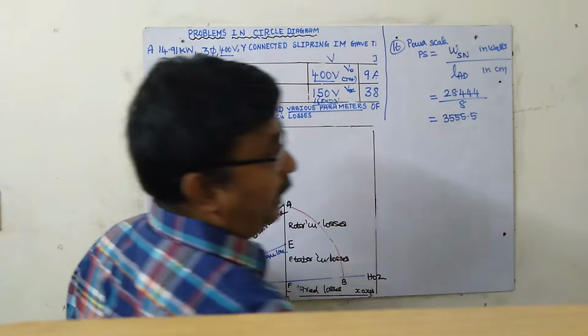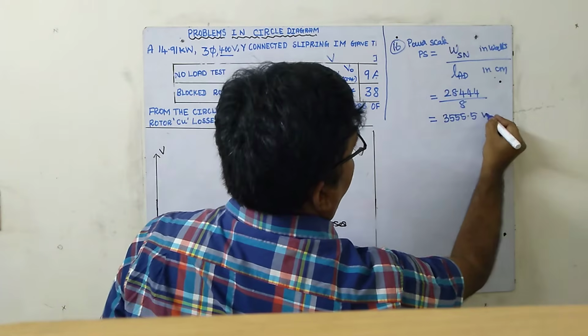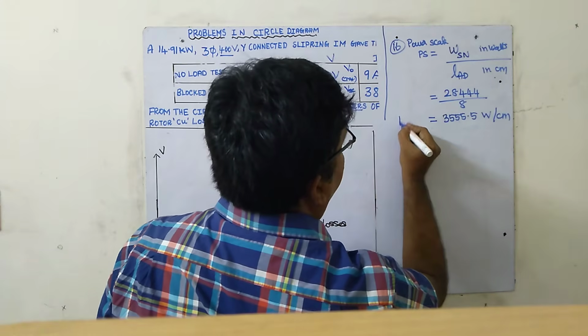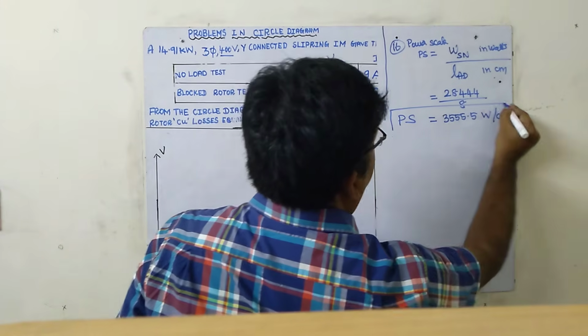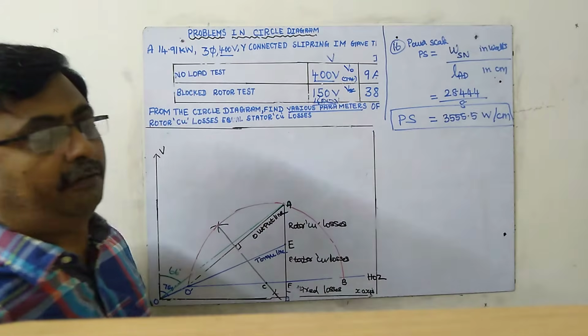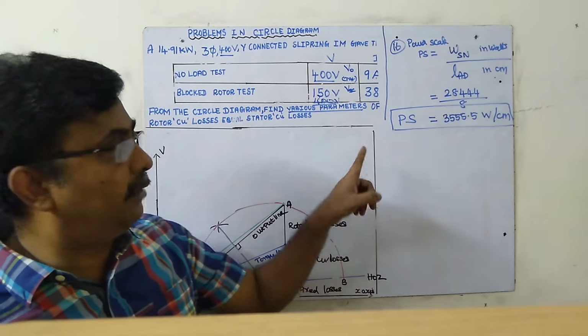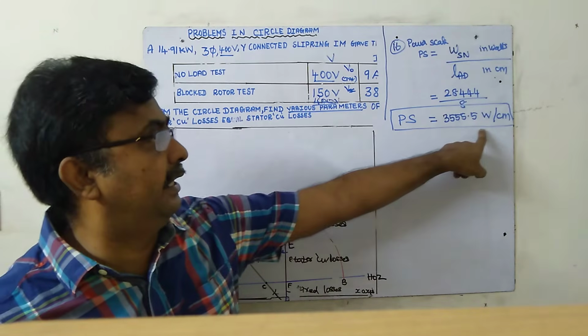3555.5. What is the unit? The unit is very important. Watts per centimeter. This is our power scale, equal to 3555.5 watts per centimeter. Because it is per centimeter, for 1 centimeter, what is the value? That's the value we are writing here.